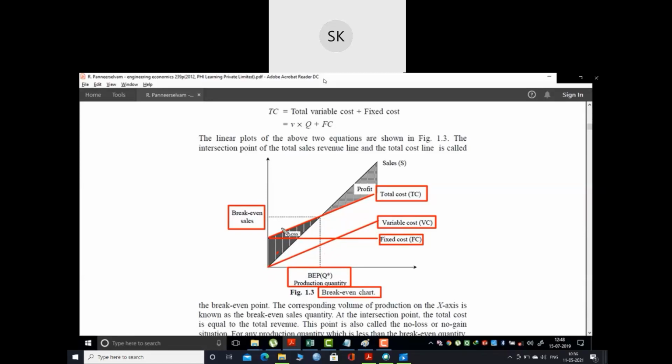Now this region is known as a loss region and this is known as a profit region, and this is the break-even point. So this point is known as the break-even point, and at this point there is no loss and no profit for the company, and this region is known as the loss region and this is the profit region. So as the quantity of production will increase beyond the break-even quantity, that means the company will make profit, and if the production quantity is less than the break-even quantity, then the company will make a loss. So this is the basic chart of break-even.